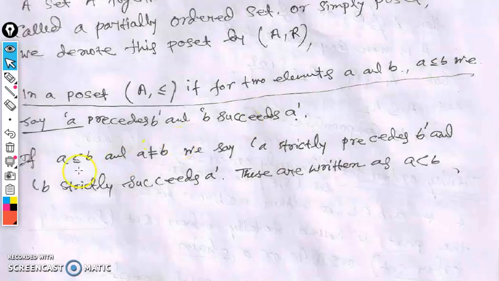If a lesser equals to b, it may happen that a equals b or a is less than b. If a is not equal to b, then we say that a strictly precedes b and b strictly succeeds a. These are written as a lesser b.